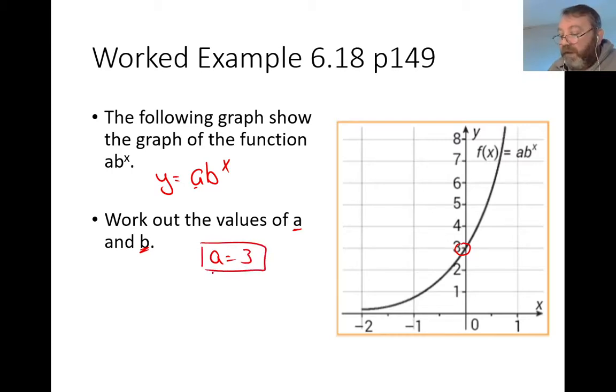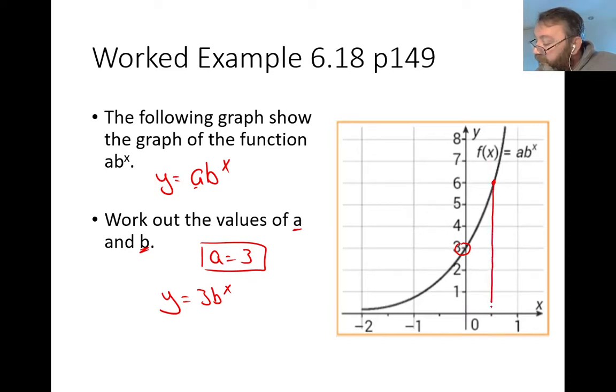Now that I've discovered that, let's go back and fill it in. y equals 3b to the x. If I want to find b, I have to know x and y. So on the graph, I've got to pick a value that's easy to read and easy to use. And that value, as I showed you the previous time I did this example, is this one here. That point there is the point (half, 6). It's the point half on the x-axis, 6 on the y-axis. You always put your values in alphabetical order: x value first, y value second.